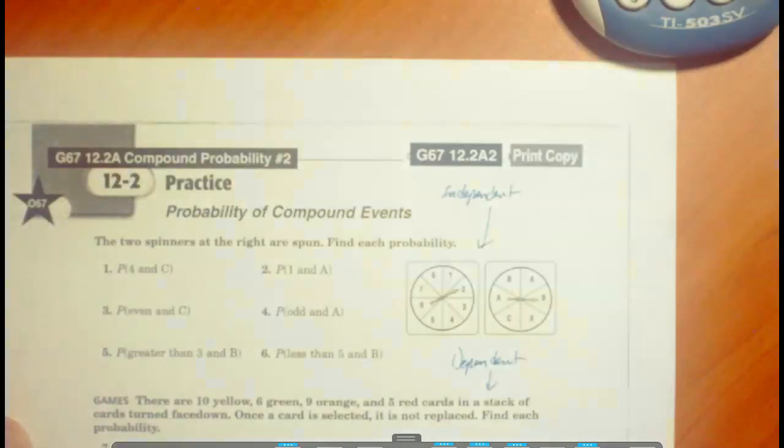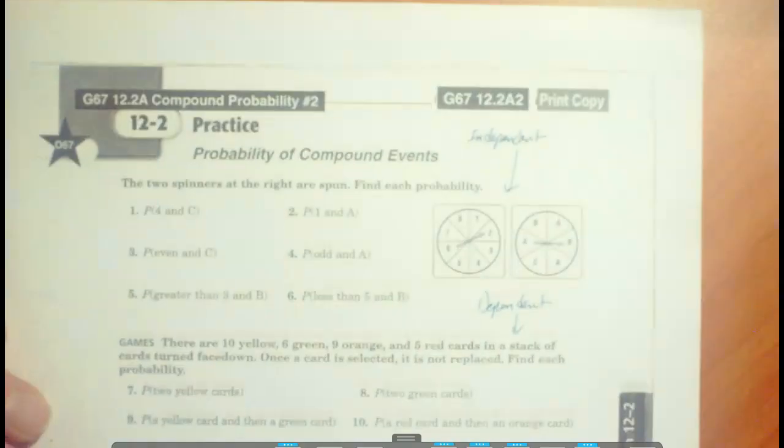Hey, a little tutorial on good old G67 12.2a 2. This is compound probability, the second sheet.